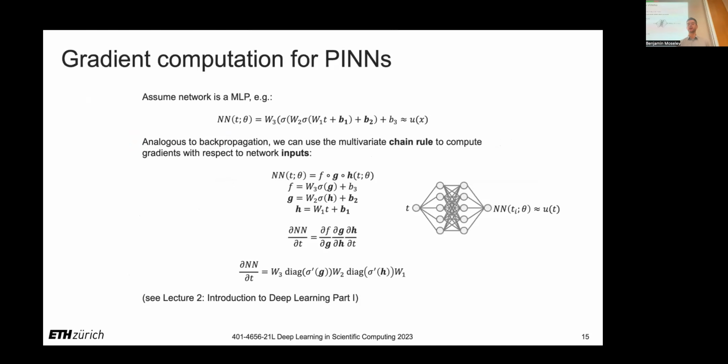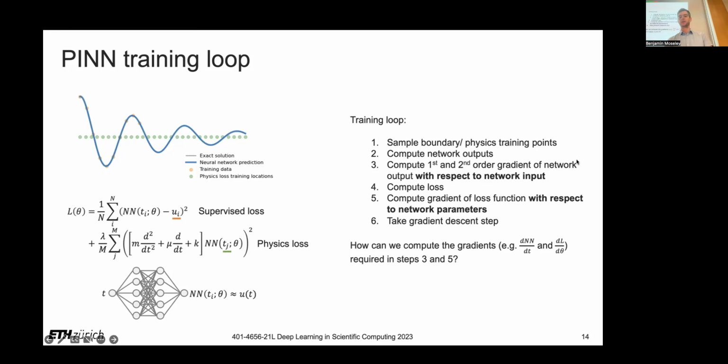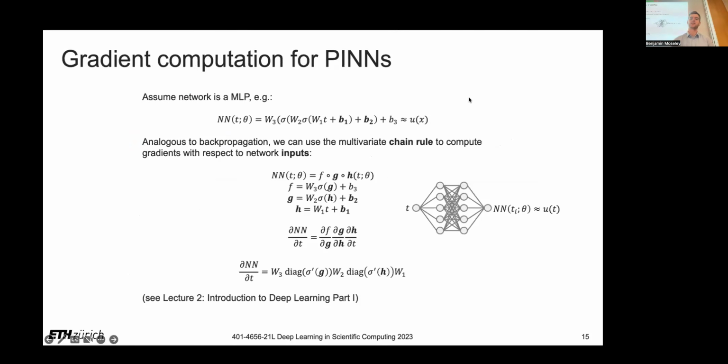Okay, so let's think about the first derivative that we need, the derivative of the network with respect to its inputs here. So how do we compute this? Okay, so let's make a couple of assumptions to think about it first. The vast majority of PINNs use fully connected networks, MLPs. So let's just assume we have a 3-layer MLP. And what we want now is the derivative of the output with respect to the input here, T.